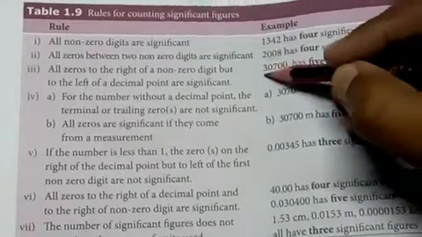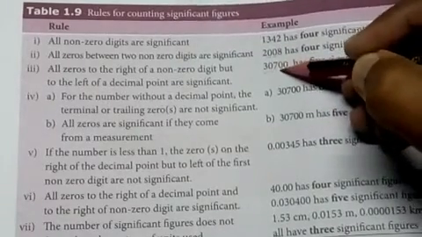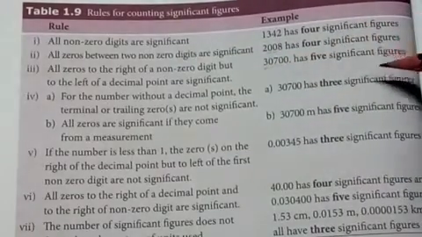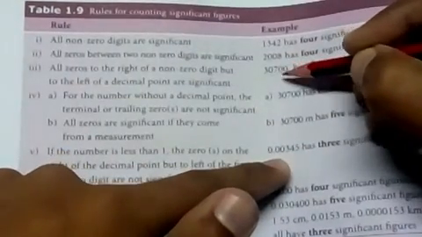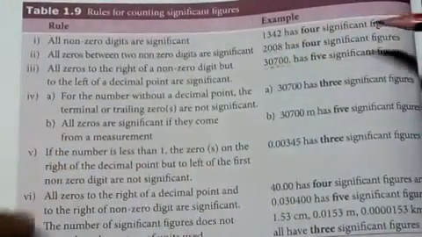So let's count and see: 1, 2, 3, 4, 5. It has 5 significant digits. I'll draw it darker here: 1, 2, 3, 4 and 5. 5 significant digits are there.